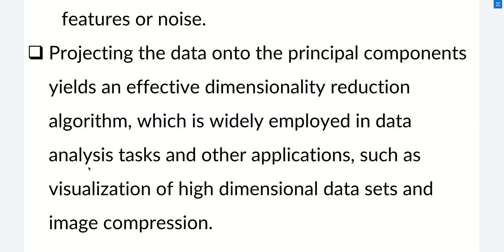So what is happening? When we do that, we are doing something as well: projecting. We are projecting the data onto something called the principal component. Now, the principal components are the vectors that are important.